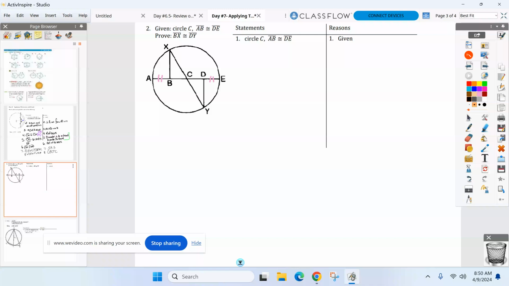And in the proof statement, we're trying to get BX congruent to DY. You guys know that's not happening right away, right? What's got to happen first? I'm not getting BX congruent to DY without doing what? Proving the triangles congruent. Guys, we got a blank slate here. Nothing is given to us here.